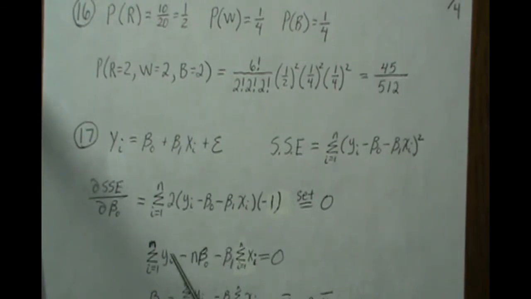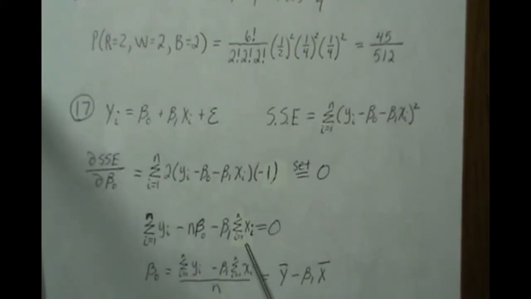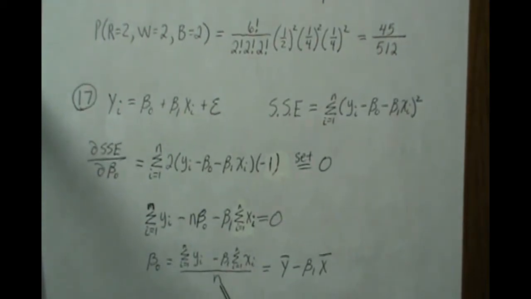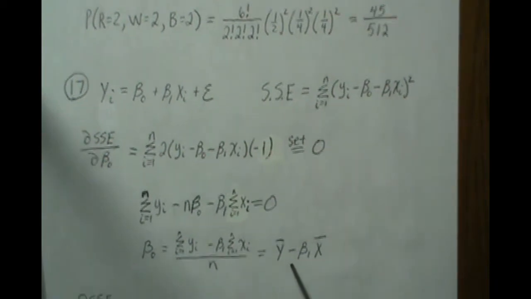So here we get the sum of the y's, and then we get n of those, and then we get beta 1 times the sum. Now we take the n beta 0 over and then divide by n, and we get this. Now the n can be divided by both sides, and the sum of the yi's divided by n, well, that's y bar. In the same way we get x bar here. Now this is a formula that you could commit to memory. It's pretty easy to memorize too.